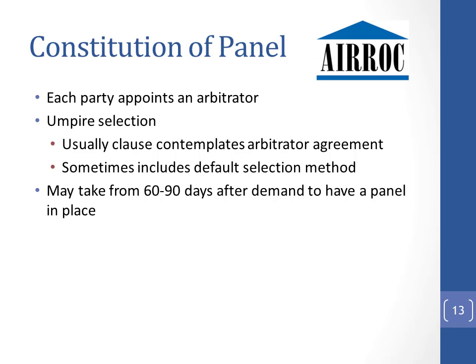For umpire selection, usually the arbitration clause would contemplate the way that should happen. Typically, clauses say that the two party-appointed arbitrators should try to agree on the umpire. As you might suspect, that very rarely happens, but sometimes it does. But if it doesn't happen, then typically an arbitration clause would have a default selection method. It might say, for example, that if the two party arbitrators can't agree on an umpire, then each party names two candidates, the other side strikes two candidates, and then of the two remaining candidates, they're drawn by lots, which is usually done through the even or odd closing of the Dow Jones.